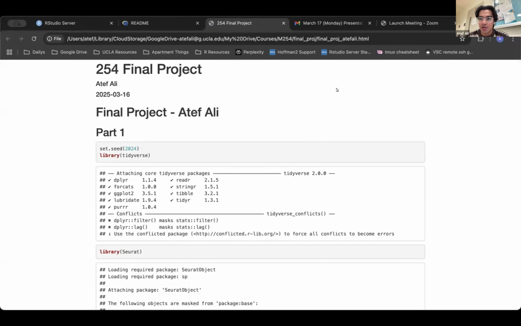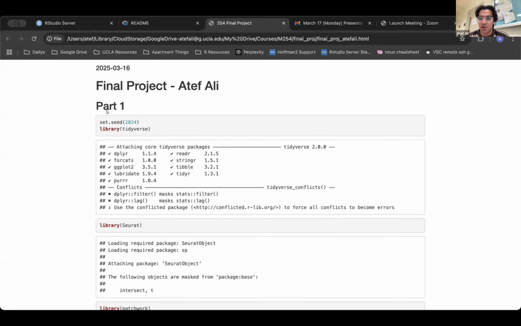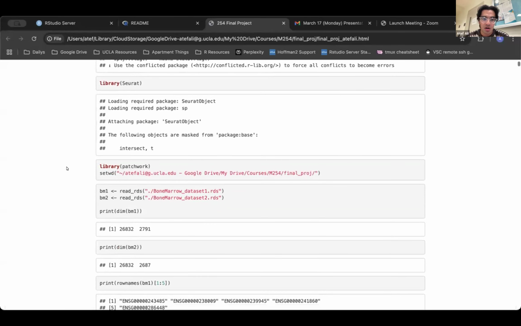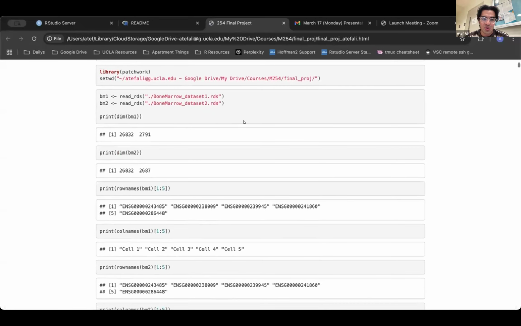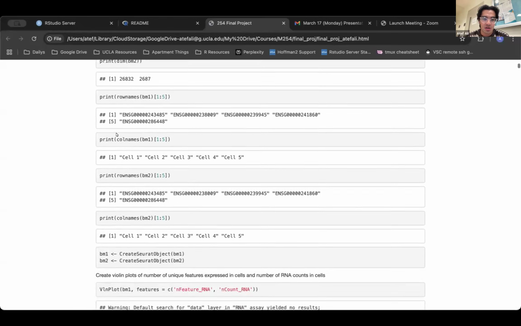Okay, so this is my final project. I'm going to go over the processing and decision making for the bone marrow data set, and then the pancreas data set for the cell annotation tasks. Starting off with part one, which is the bone marrow, we have these two bone marrow data sets.